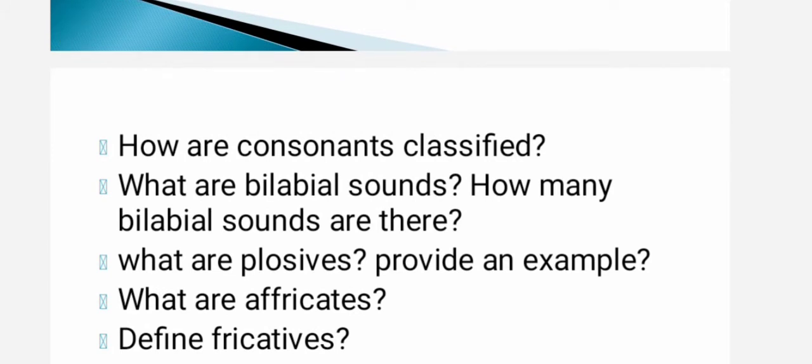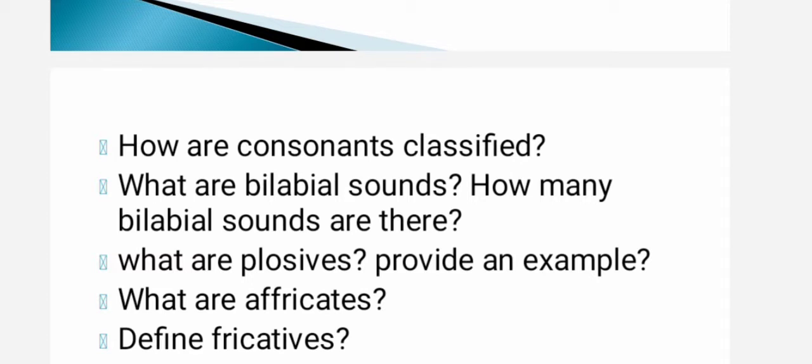What are plosives? Provide an example. Plosives are consonant sounds that are formed by completely stopping airflow. Plosives are also called stops. Sometimes they may ask you, what are stops? Stops are the same as plosives. Stop sounds can be voiceless, like the sounds p, t, k, or voiced, like b, d, g. You have to remember what a plosive is, otherwise called a stop.